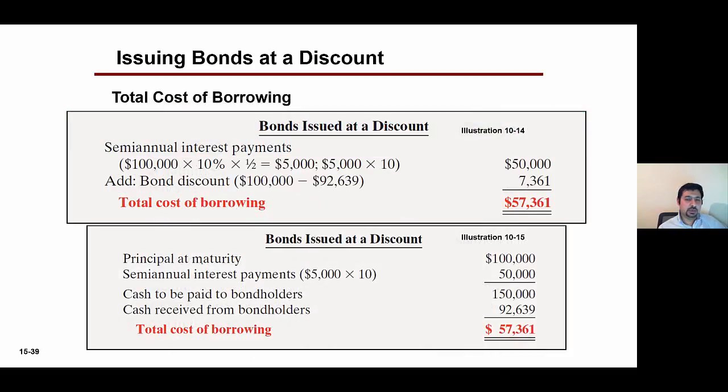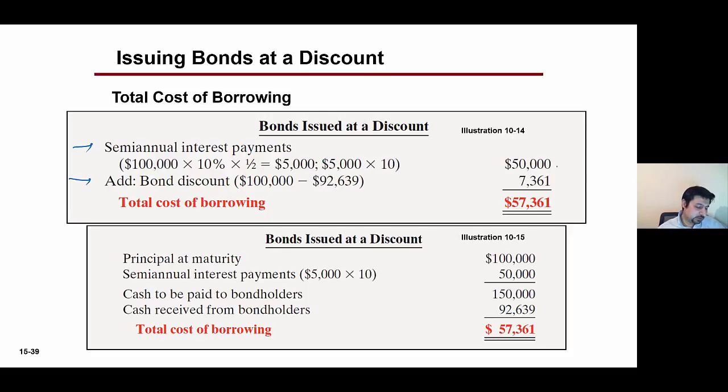And let's do this one by one to see how this is calculated. So there are two ways of calculating this. Let's do the first one first. The company will be making interest payments. Those are the amounts that borrowing the money will cost the company. It is basically the semi-annual interest payment in addition to the bond discount that the company had to endure in order to borrow this money.